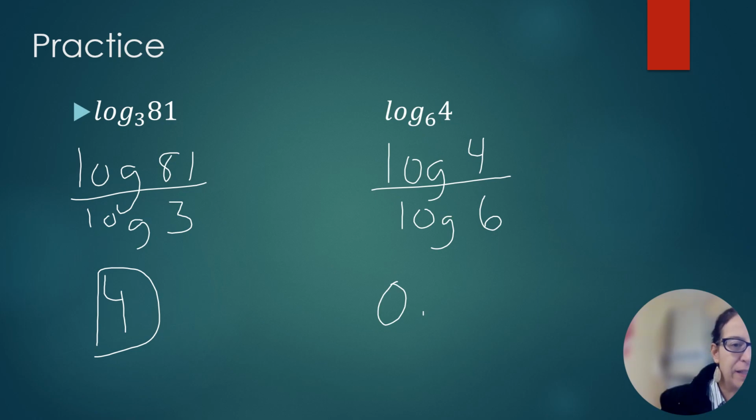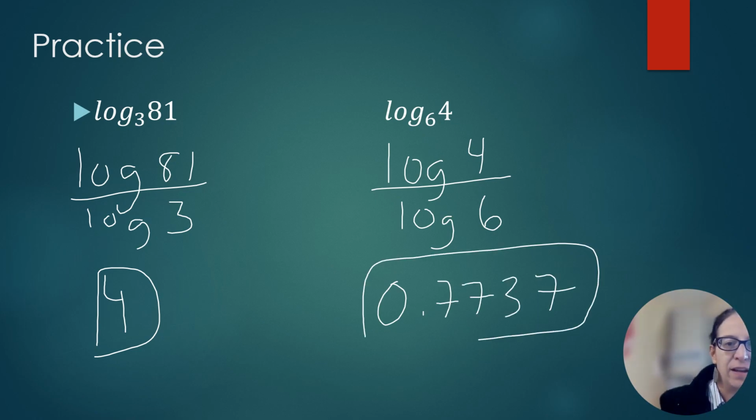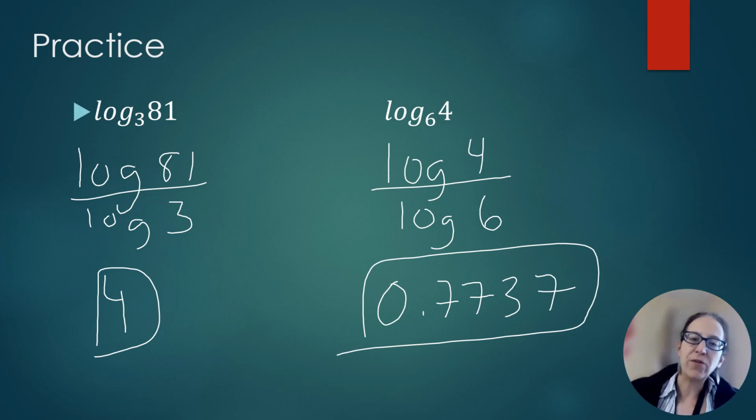And this one would be 0.7737. And what you might notice is whenever the top number is smaller, you end up with a number less than 1. You might notice that.